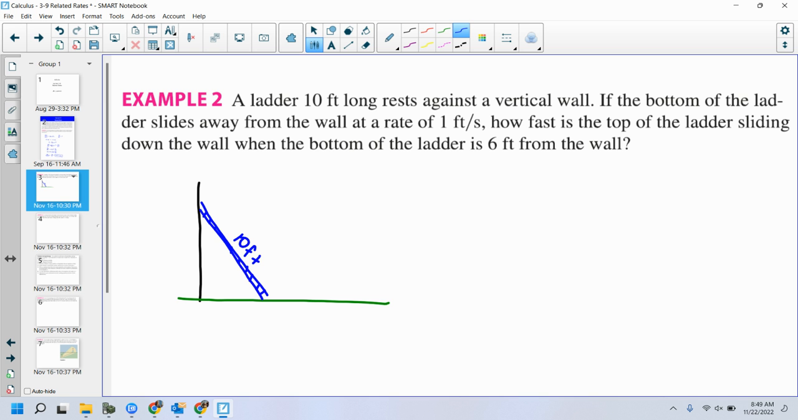Think about this. If I calculated this in terms of x and y, this x and this y, the bottom of the ladder is going to start to slide away, right? Which is going to cause the top of the ladder to slide down. I know the bottom of the ladder is sliding at a rate.